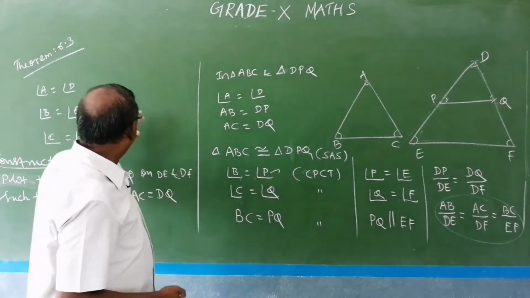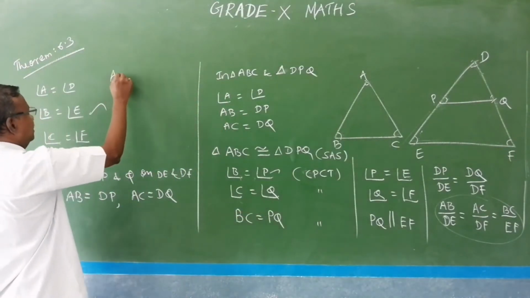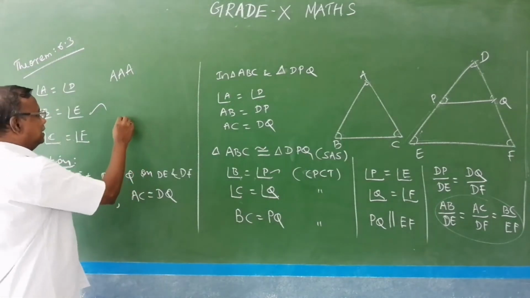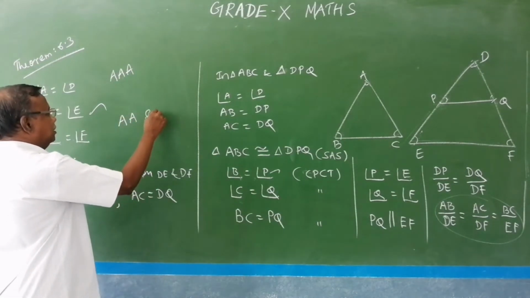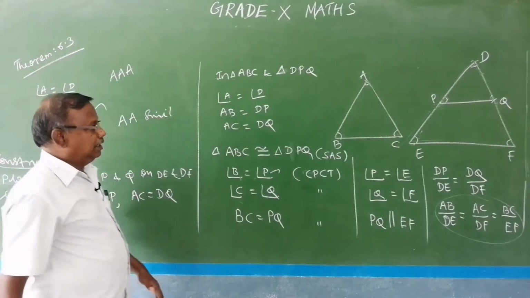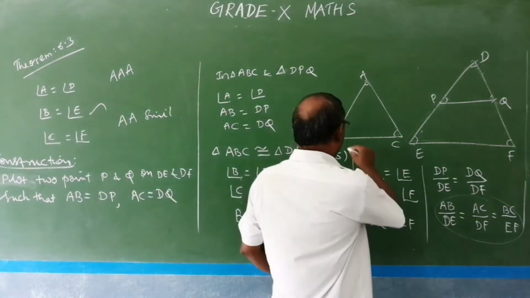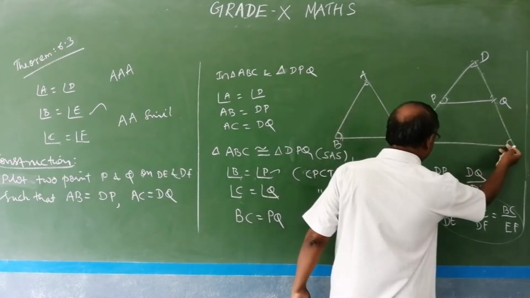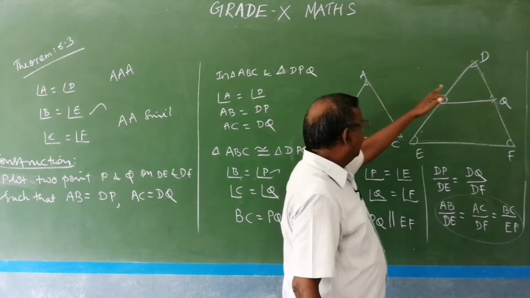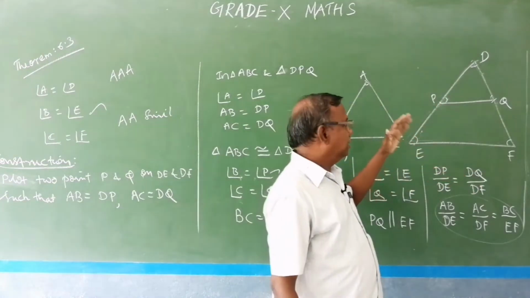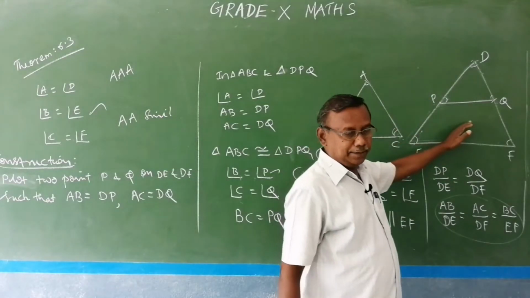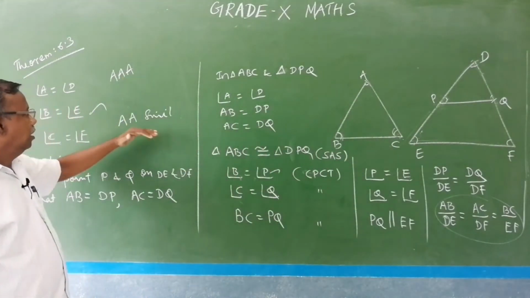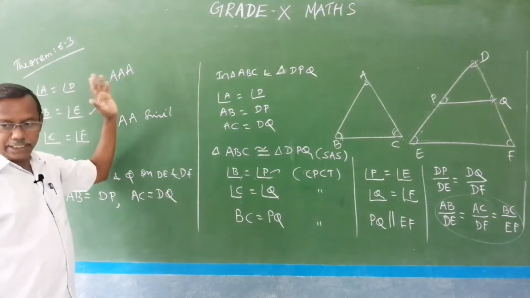This is known as AAA similarity. Shortly we can say AA similarity, because in any two triangles, if two angles are equal to two angles of another triangle, then the third angle of those two triangles must be equal, based on the angle sum property. So this is the AA similarity criterion, shortly AA or AAA similarity.